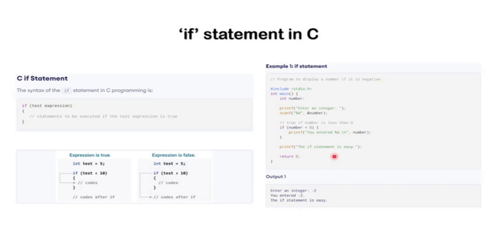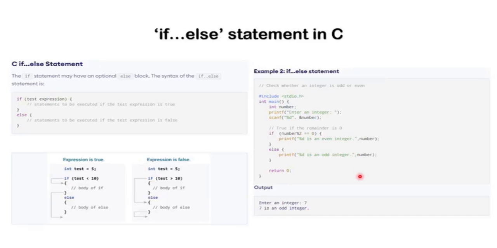This is an example program to display a number if it is negative. Okay, for example, in these two lines we are asking the user to enter a number. The user enters -2, then here we are checking whether it is negative or not. -2 is less than 0. It is true, right? So we are printing the number that you entered, -2. The if statement is easy. It's simple, right? So because of this easy and simple syntax, C language is widely used.